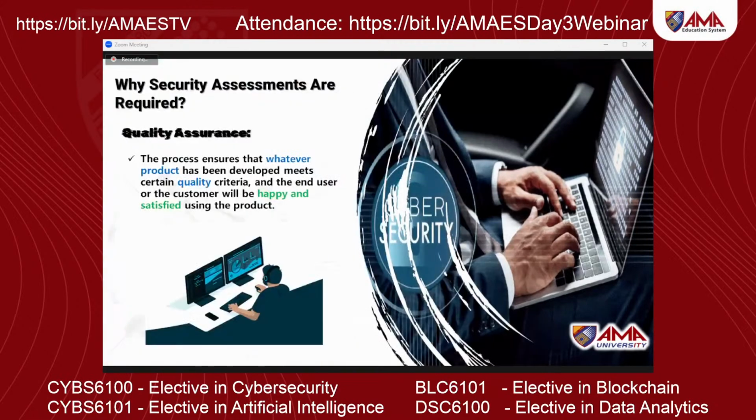So why security assessments are required? Bakit ito kailangan? Of course, number 1 aspect is the quality assurance. So dito sa quality assurance, the process ensures that whatever product has been developed meets certain quality criteria. And the end user or the customer will be happy and satisfied using the product. So ang keyword dito is quality and the customer is happy and satisfied.